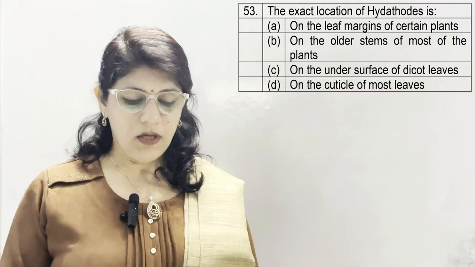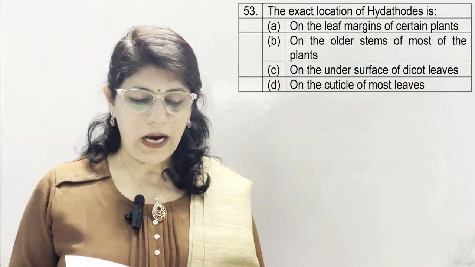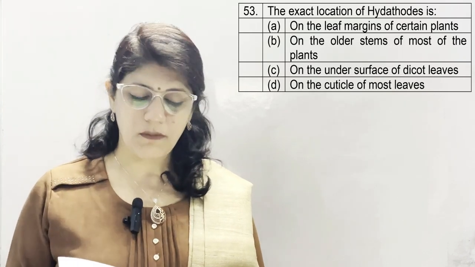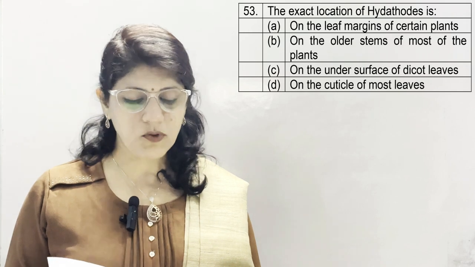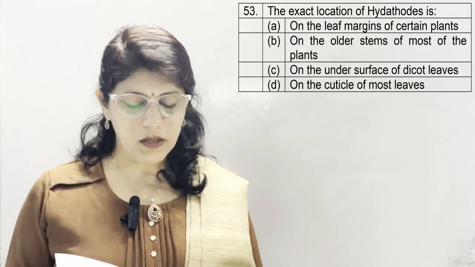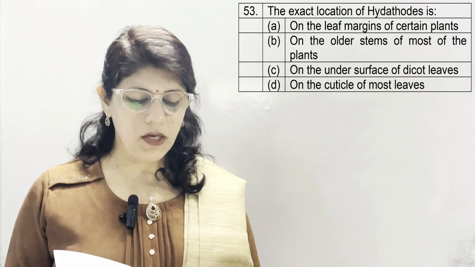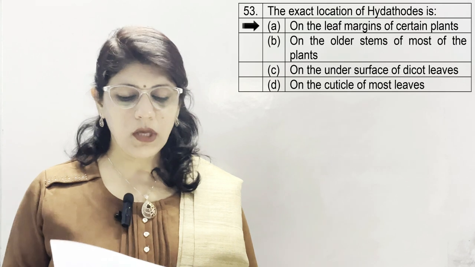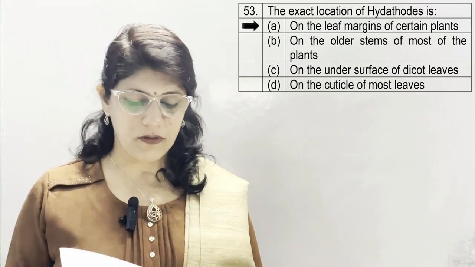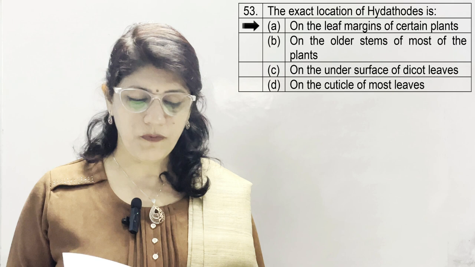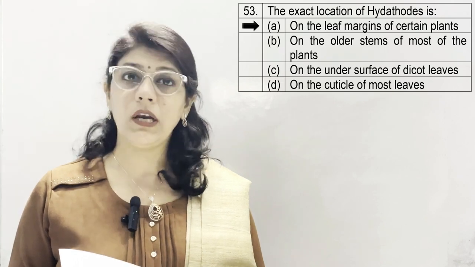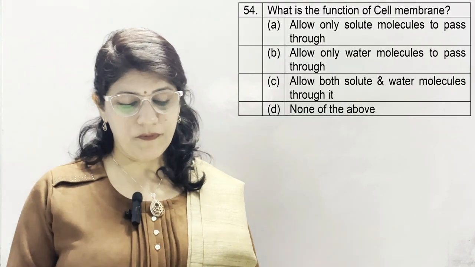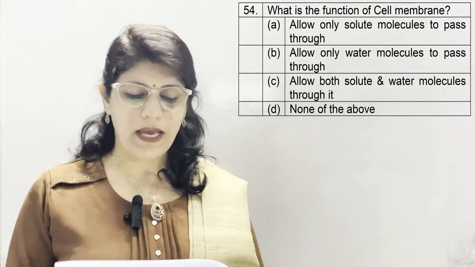Question number 53. The exact location of hydathodes is A option on the leaf margins of certain plants, B on the older stems of most of the plants, C on the undersurface of dicot leaves, and D on the cuticle of most leaves. Correct option is A, on the leaf margins of certain plants. Stomata are present on the lower surface, but hydathodes are present on the leaf margin of certain plants, not in all. In question number 54, what is the function of cell membrane?